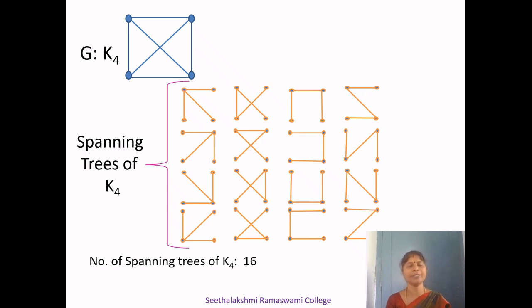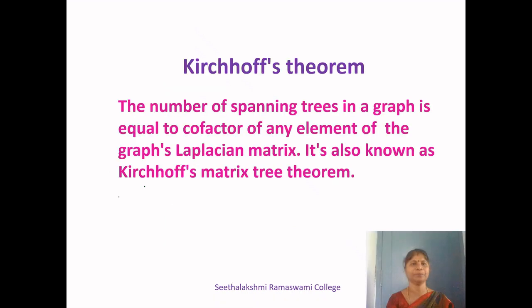Here, K4 is a complete graph with 4 vertices and 6 edges. These are the spanning trees of K4. Finding the number of spanning trees of a given graph this way is very difficult. Here, the number of spanning trees of K4 is equal to 16. Therefore, using Kirchhoff's theorem, we can easily find the number of spanning trees of the given graph G.